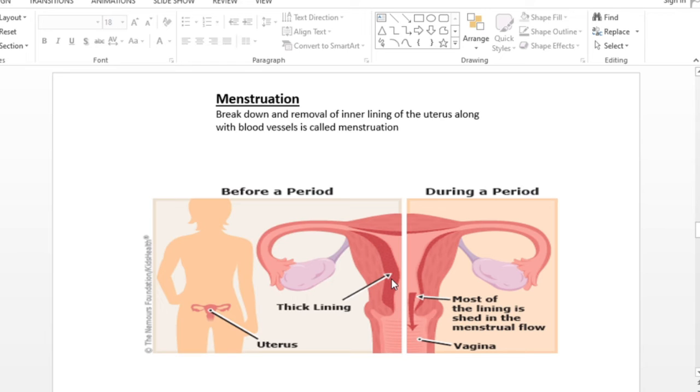It starts in a female when she attains puberty. The first menstrual cycle is called menarche. At the age of 45 to 50, menstruation stops permanently. It is called menopause.